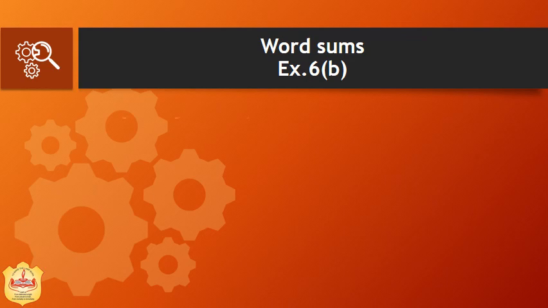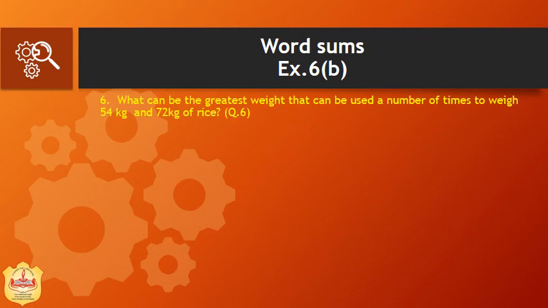So now children, let's come to the next and the last question. Question number 6. And this is also question number 6 of your book. This question says, what can be the greatest weight that can be used a number of times to weigh 54 kg and 72 kg of rice? So children, what does this question mean? Well, it says that you have to find out the greatest weight which can be used a number of times to weigh 54 kg and 72 kg of rice exactly.